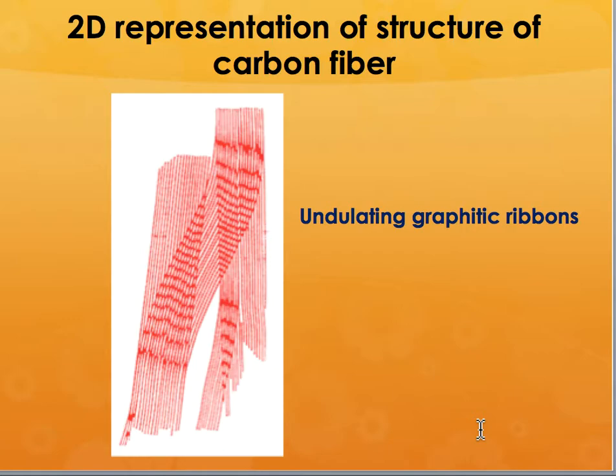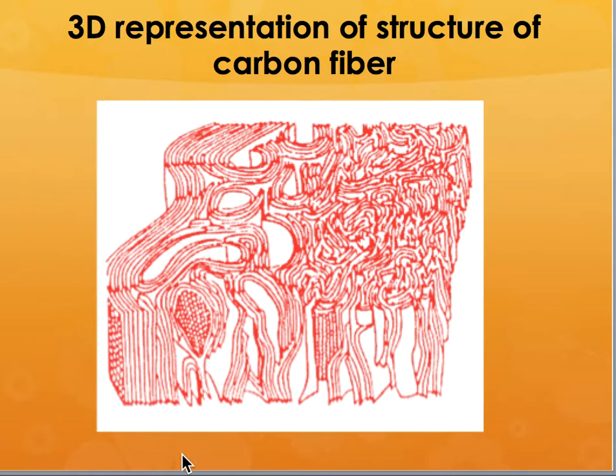So how can you represent this carbon fiber in 2D form? So these are the undulating graphitic ribbons, and they are rolled together in like a paper form. And this is one part of the carbon fiber itself. And it is completely rolled up like this. So you have multiple layers of these graphitic rings that are held together in a rolled up paper form.